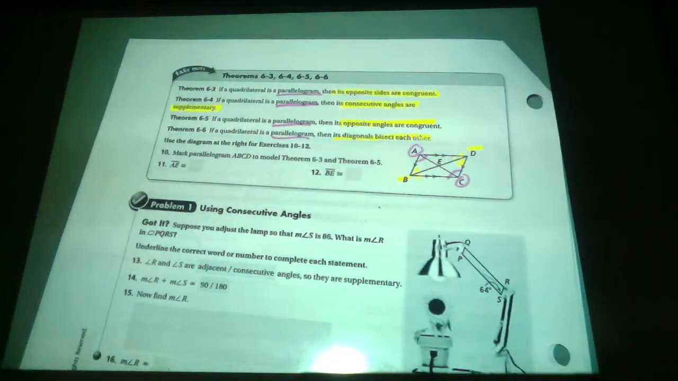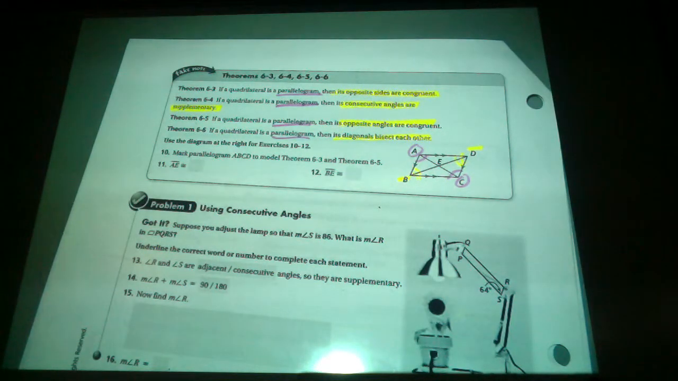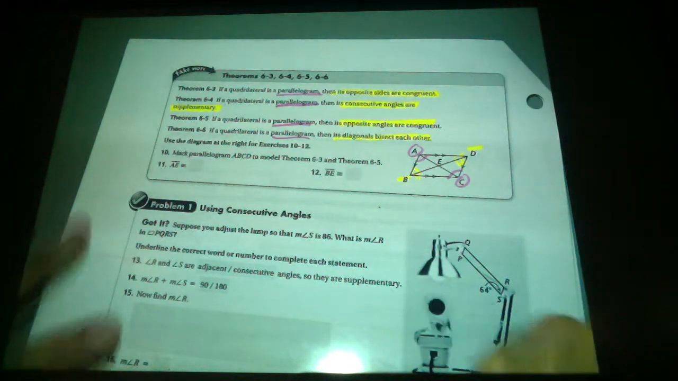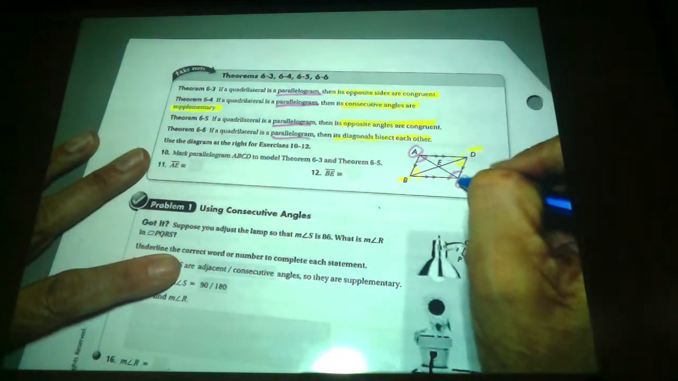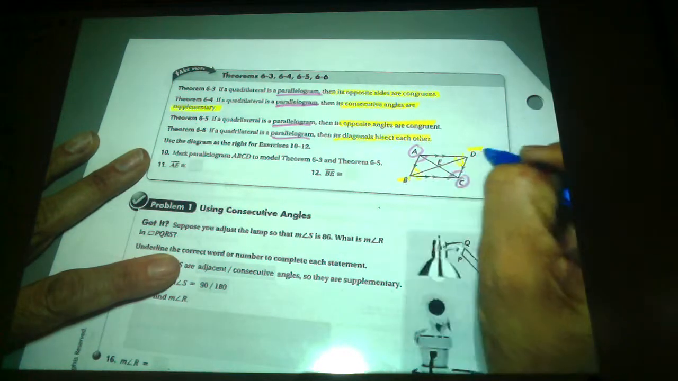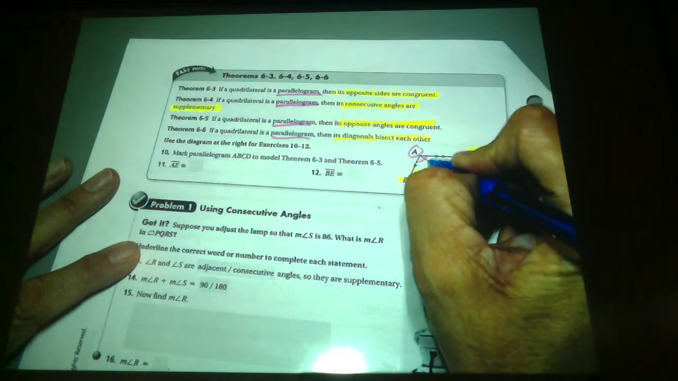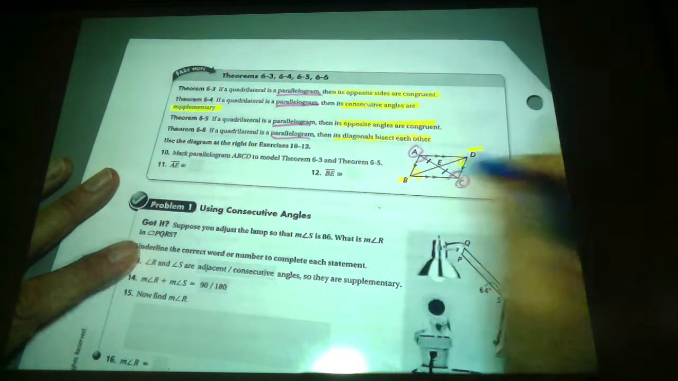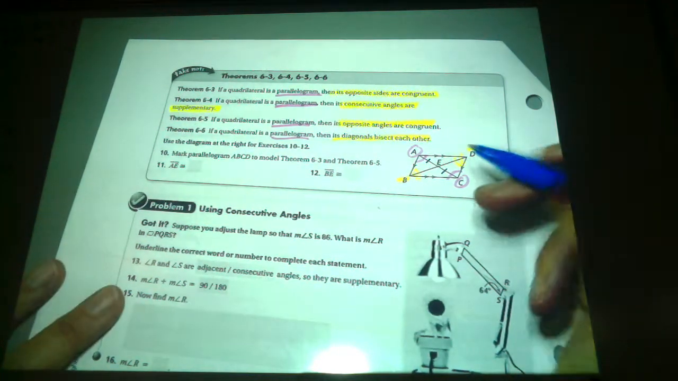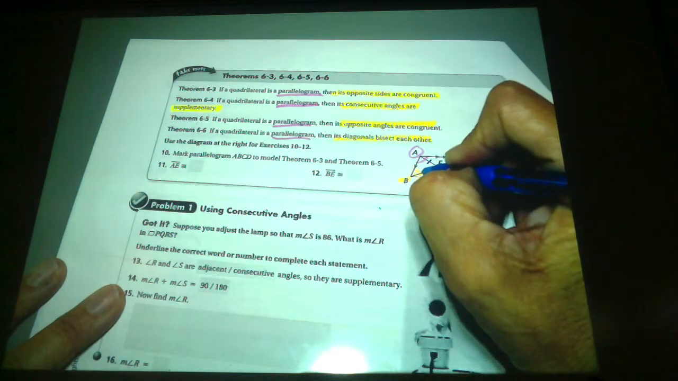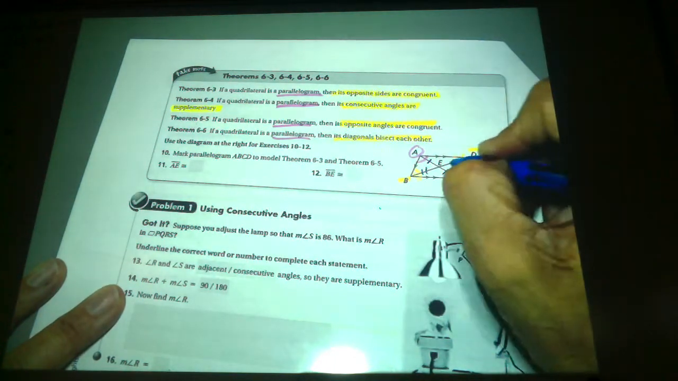The diagonals bisect each other. So you can see diagonals drawn into this parallelogram here that I just marked up. And all that means is, here's one diagonal from A to C and from B to D. The diagonals connect opposite angles. That means that this piece from A to E is equal to this piece from E to C, and this piece from B to E is equal to this piece from E to D.